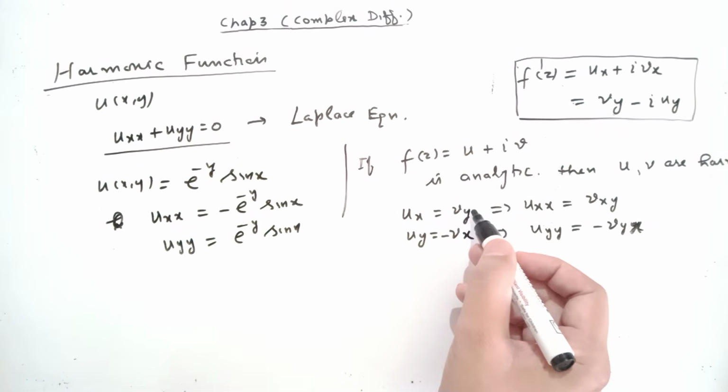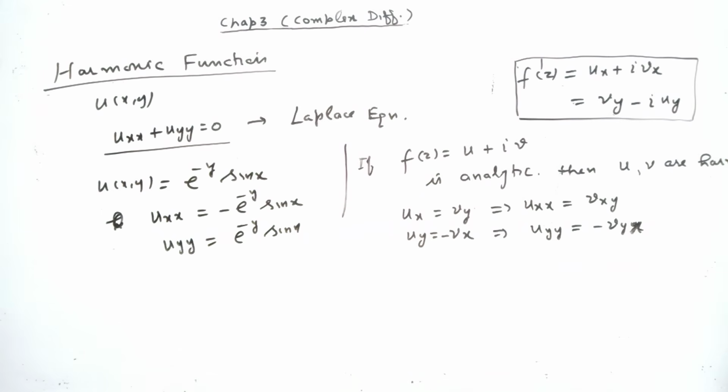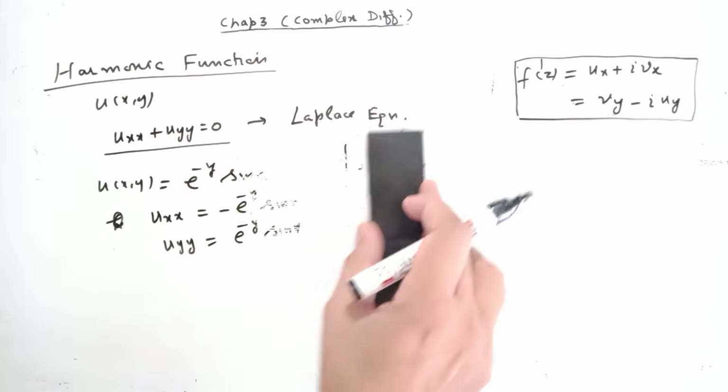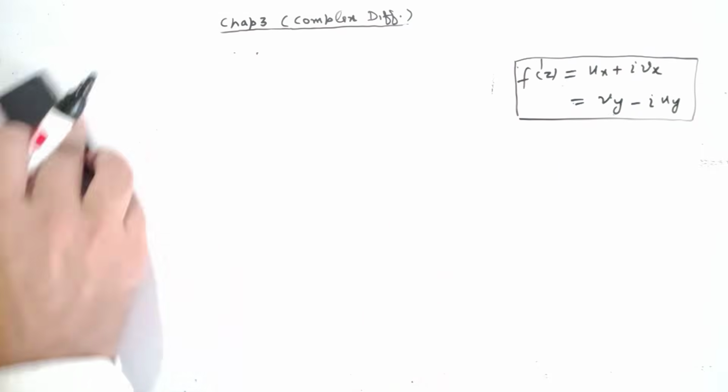Same way I can differentiate first with respect to y, second with respect to x and add, again I will get 0. So v is also harmonic. So it's a very important connection of harmonic function with the analytic function. What is this? If f(z) is analytic, then its real and imaginary part functions are always harmonic. It's an important result having applications, especially in the potential problems.